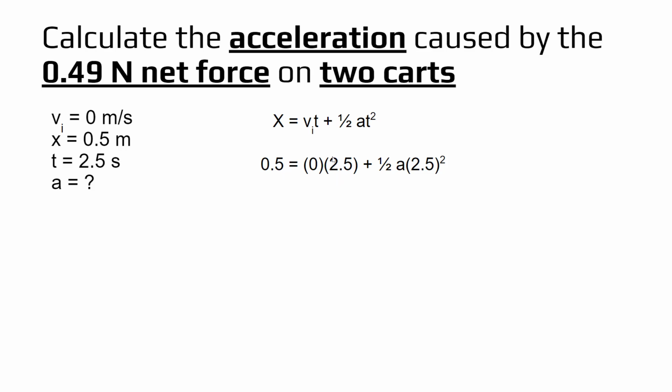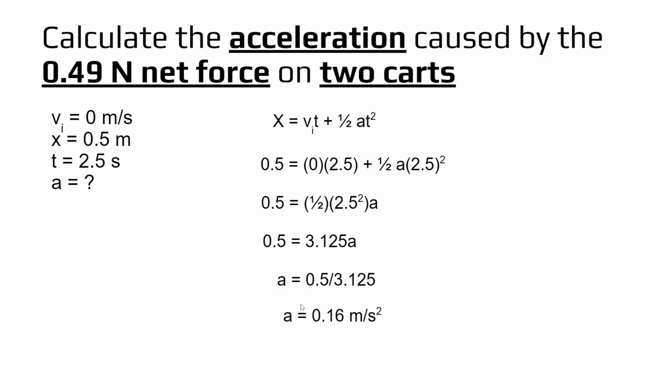We didn't change the meters. We did have more time, but this cancels out. 1/2 times a times 2.5 squared. We put that in the front. We can just do 0.5 times 2.5 squared. Well, that gets 3.125 as the preliminary answer for that part. And now we take the 0.5, which was our displacement, and divide out the 3.125. I just flip sides. So when we solve for the acceleration, we get an acceleration of 0.16 meters per second squared.